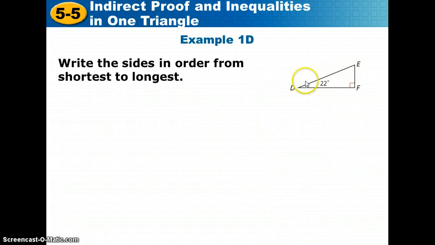All right, we've got a right triangle where one of the acute angles is 22 degrees. Why don't you find the other acute angle so that you can order the sides from shortest to longest? Pause the video if you need more time.